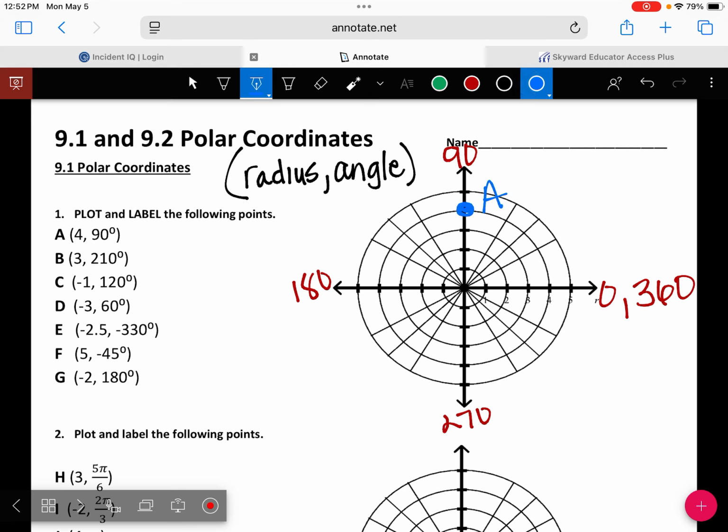All right, so the second one is (3, 210). So 210 degrees, that would be right here, right? And what's the radius? What is it telling me to go out? How many rings? 3. So that would be 1, 2, 3. Put a point right there. That's point B.